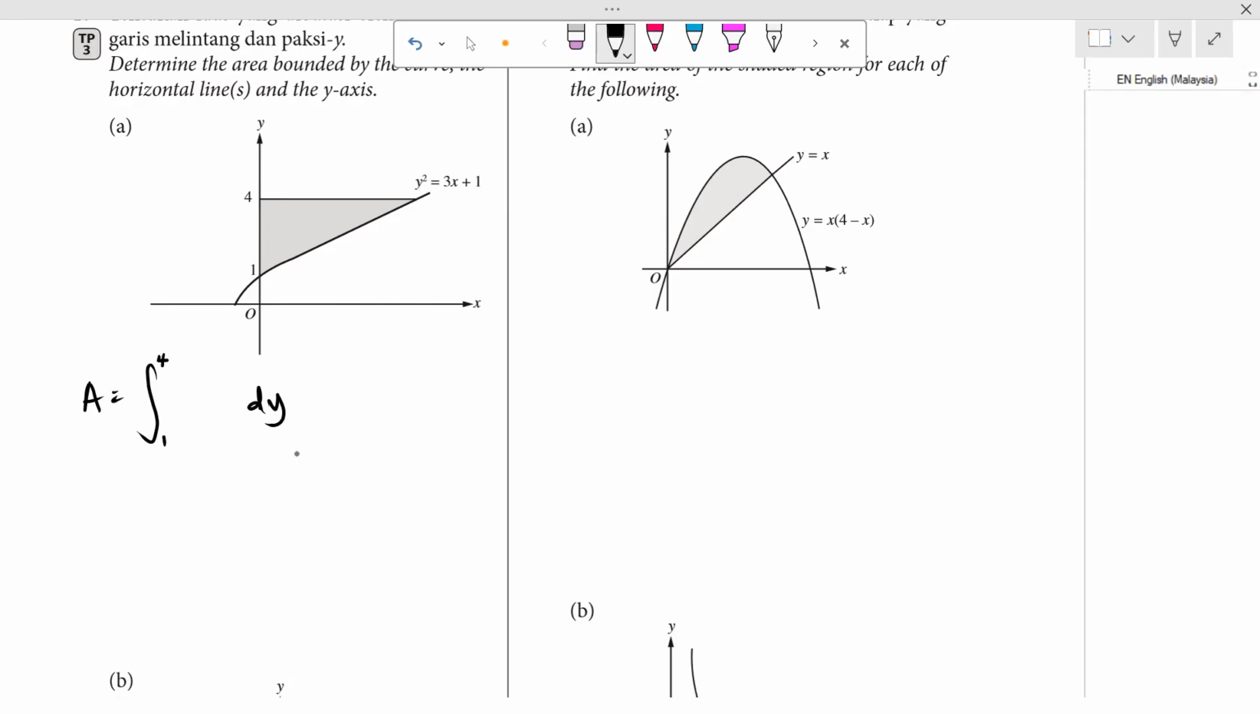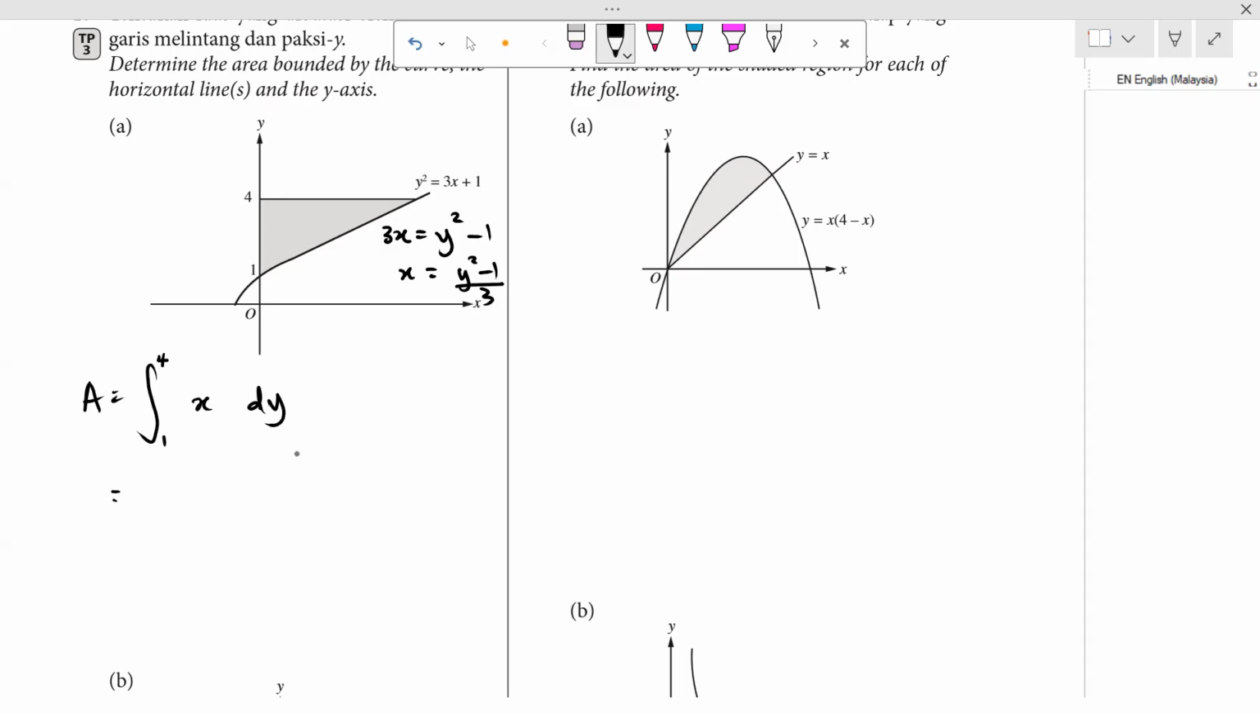And the shaded region is on the right side of your y-axis, so it will be positive. So we do not need to create the modulus. If it is towards the y, your subject must be x, so you have to make x in terms of y. This is not x in terms of y yet, so we have to change it on our own. So 3x equals y squared minus 1. Therefore x equals y squared minus 1 over 3.